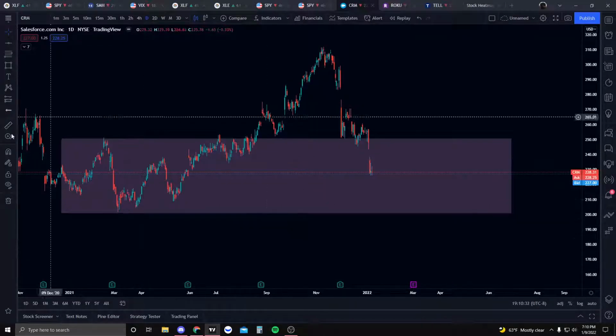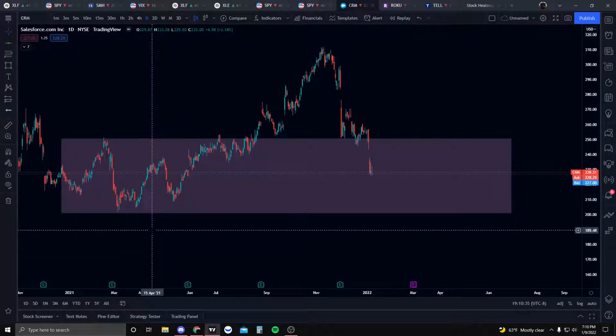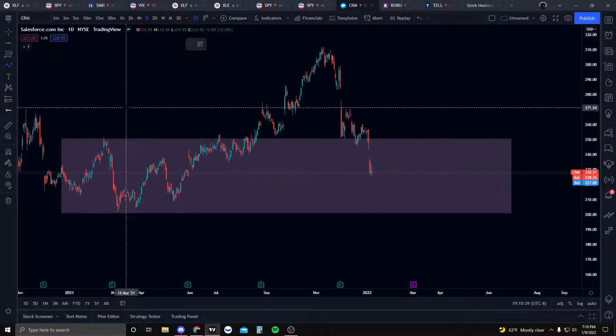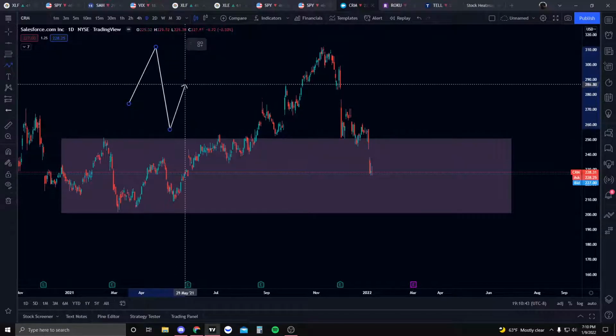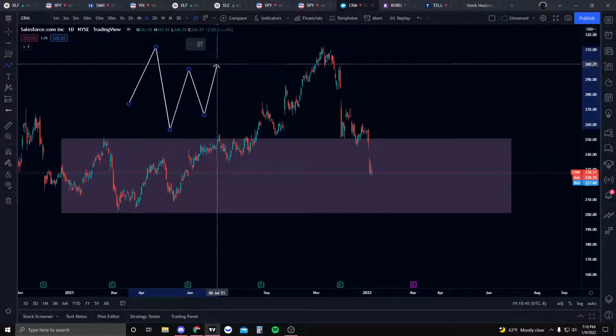But what we do is, okay, you have a range. You want impulsive moves. What is an impulsive move? This is how an impulsive move looks. It goes to a certain area and shoots down. Goes to a certain area, shoots up. Goes down, shoots up. Something like that, right?